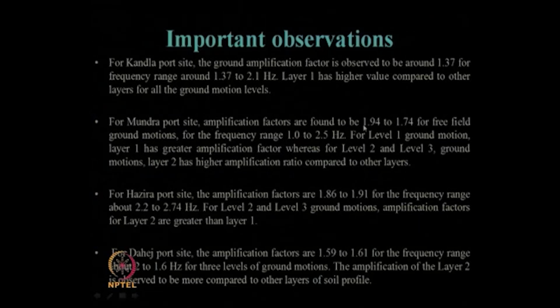Whereas for the Mundra port site, the amplification factor ranges between 1.94 and 1.74, when the earthquake input motion is in the frequency range of 1 to 2.5 hertz. For Hazira port, the amplification factor is 1.86 to 1.91, and the input frequency range is between 2.2 and 2.74 hertz. Whereas for the Dahej port site, the amplification ratio is 1.59 to 1.61 with an input frequency range between 1.1 and 2 hertz.